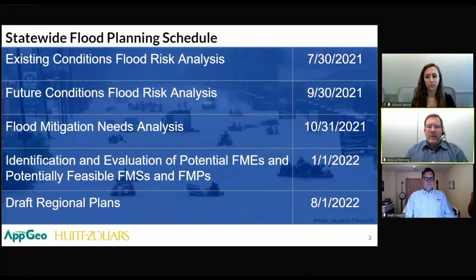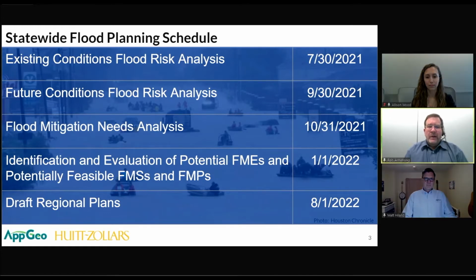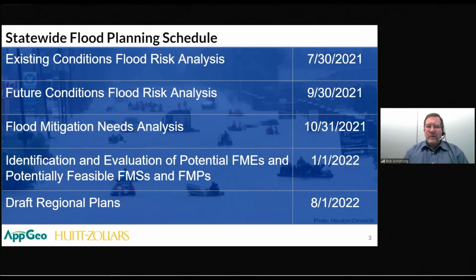Most are probably already aware of the process, but we want to highlight the fact that with this flood planning process, the first deadlines are quickly approaching. Note that the existing conditions flood risk analysis is to be completed by the end of July, which is coming very quickly. The RFPGs are going to be moving at lightning speed, and we've got to ask ourselves, where do we want to start to be best positioned to contribute to the regional and state flood plan and get our projects funded?